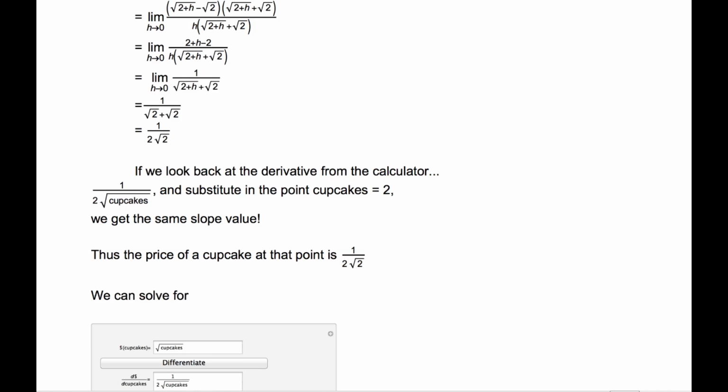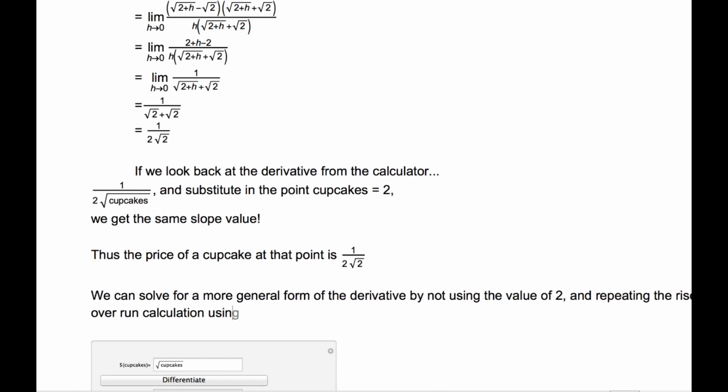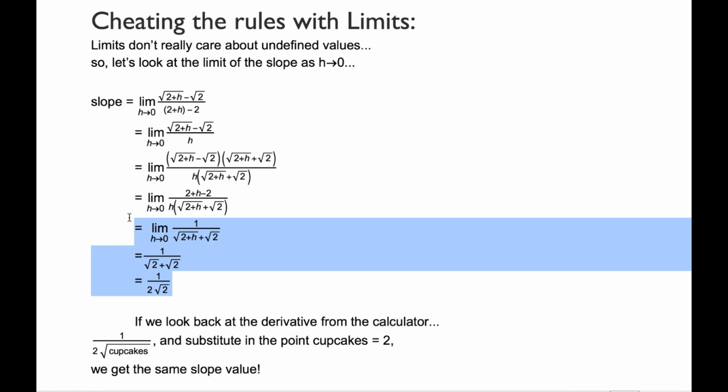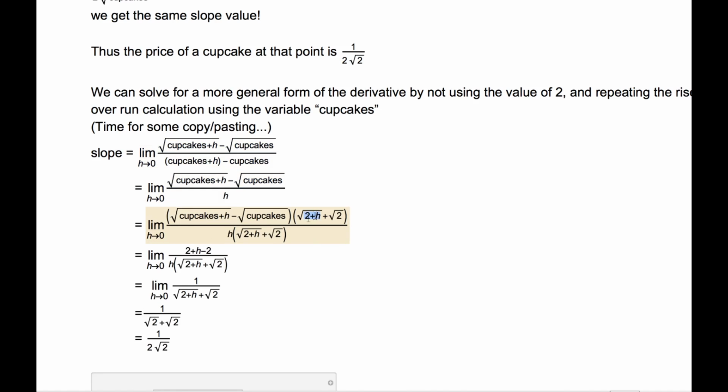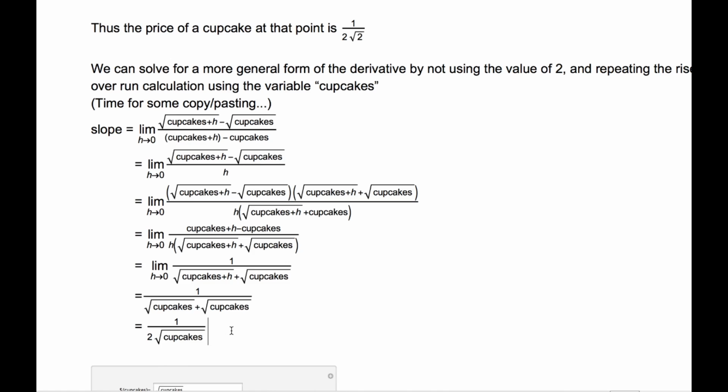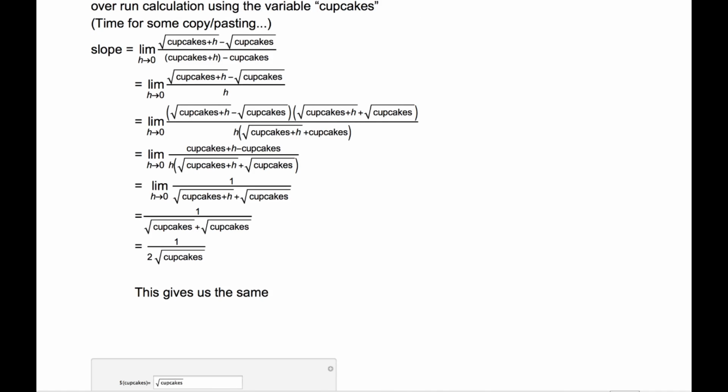So we can also do the same thing and solve for the more general form of the derivative. We simply don't have to put in a specific point. Let's just call the variable cupcakes. Right? And we're going to repeat that same rise over run calculation. There's going to be a lot of copy pasting here, all right? So we just literally replace every instance of 2 with cupcakes. And that's how you get a very simple derivative from first principles.